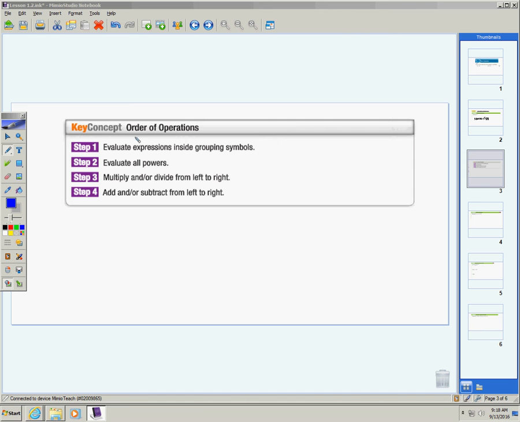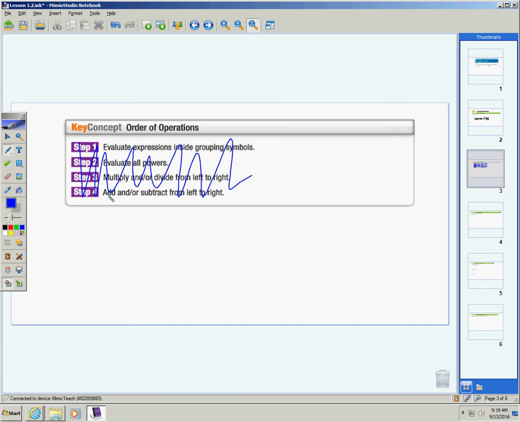Part of what we're doing today is order of operations. We've got these 4 steps here. I'm not even going to bother you guys with these because you know a much better way to remember the order of operations, and that would be PEMDAS.